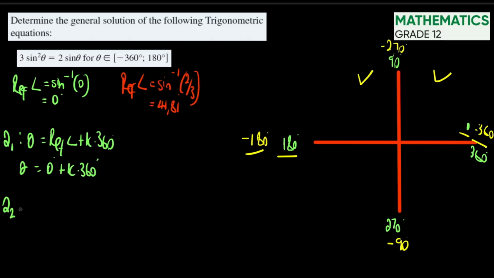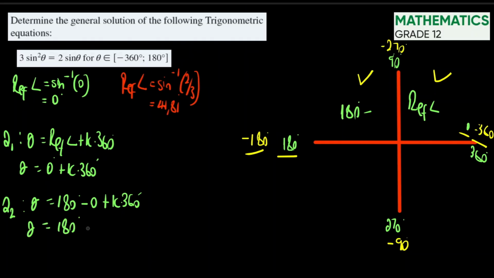Then we said we're also in quadrant 2, theta will be equal to 180. Remember, quadrant 2 is 180 minus the reference angle, which is 0, plus k times 360 degrees. And theta will be equal to 180 degrees plus k times 360. So these are part of our solutions.